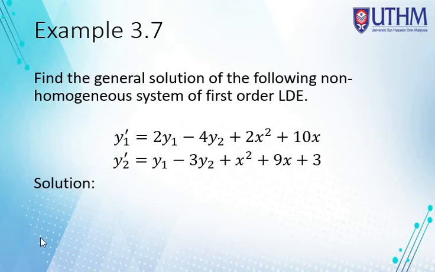Now I would like to share with you another example on the system of first order LDE. Find the general solution of the following non-homogeneous system of the first order LDE. This is the question: y1 prime equal to 2y1 minus 4y2 plus 2x squared plus 10x, and then y2 prime equal to y1 minus 3y2 plus x squared plus 9x plus 3.